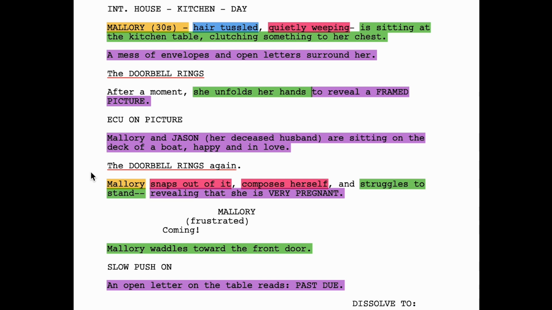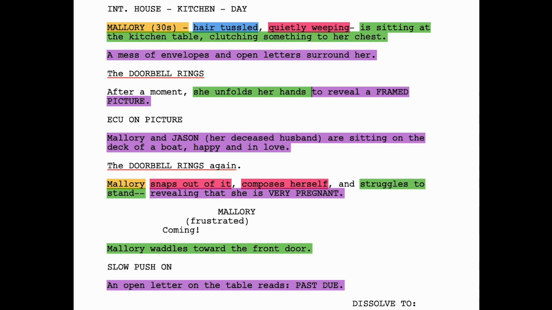And now we're going to go through the actor that's leading the action or the character that's leading the action, but it's the second time that we've met them in the scene, so we don't have to use the descriptor. So it goes character, emotional state, right? So Mallory snaps out of it, composes herself, and struggles to stand, subjective action, revealing that she is very pregnant. That is narration. And of course, this part here is the character speaking. She says she's coming. She's very frustrated. And Mallory waddles toward the front door. That is subjective action. That is what she's doing in the scene.